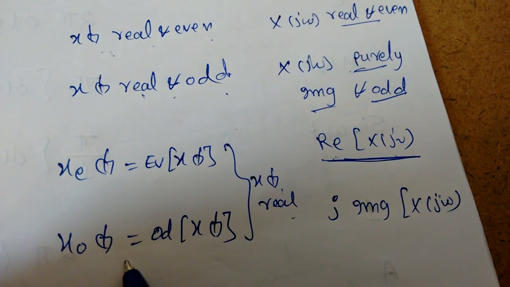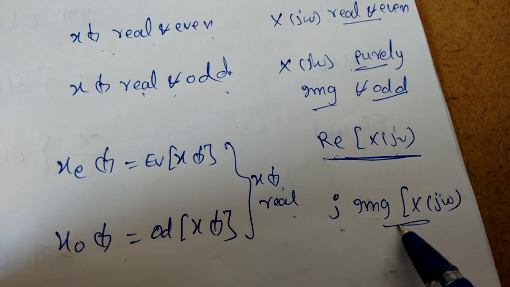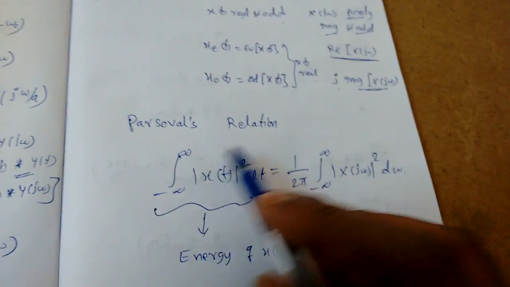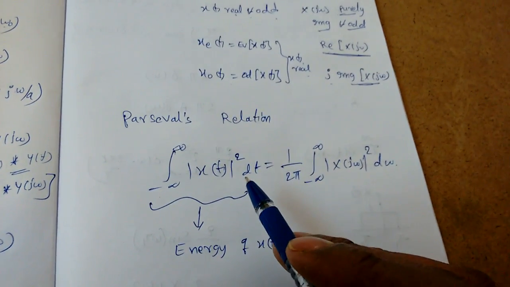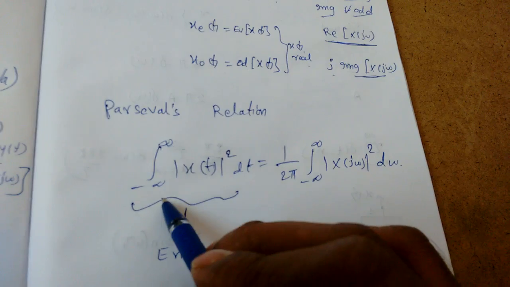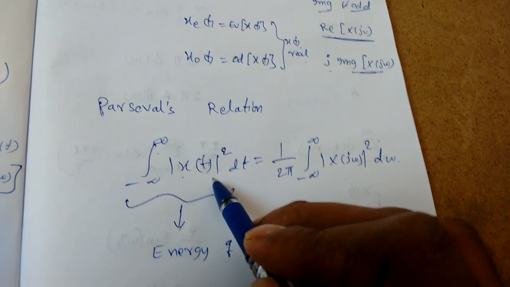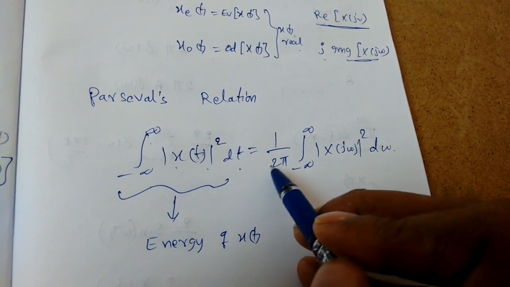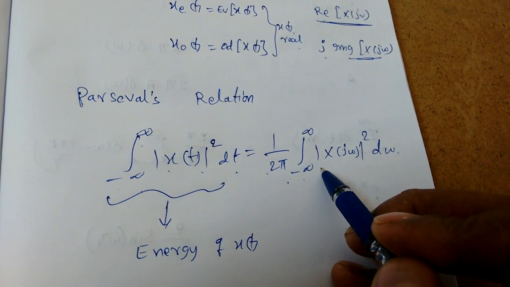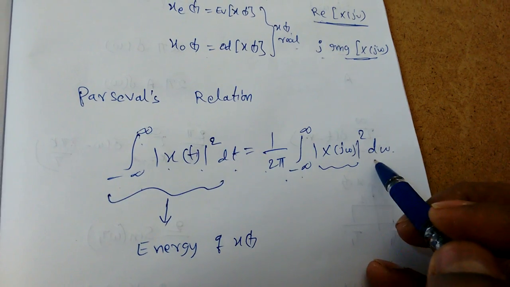If it is an odd function, we will get j into the imaginary part of X(jω). The most important relation is Parseval's relation for non-periodic signals. Whatever signals we are finding the Fourier transform for, those are non-periodic signals. So ∫ from minus infinity to infinity of |x(t)|² dt is equal to 1 by 2π ∫ from minus infinity to infinity of |X(jω)|² dω.